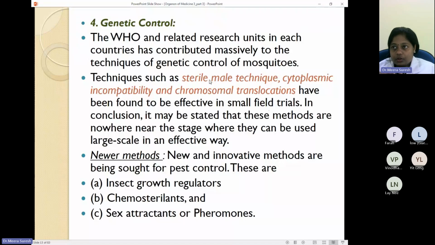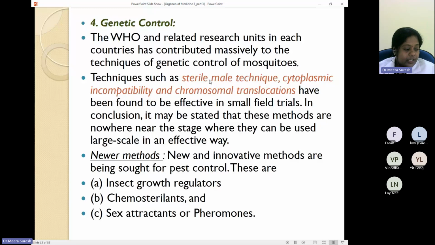So now we go into these techniques, especially the sterile male technique. What happens is they take particular males, breed them, and make the males sterile, most of the male insects, and then leave them into the environment. Even if breeding happens, the population will be reducing because the male insects have been made sterile. So that is the sterile male technique.